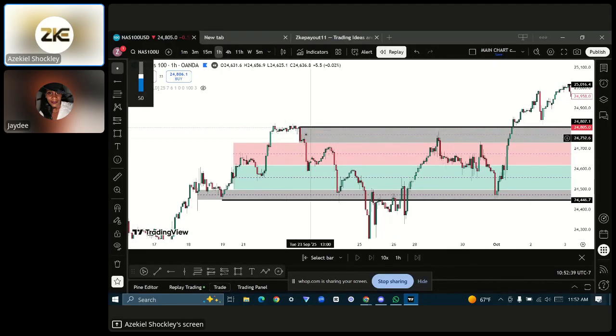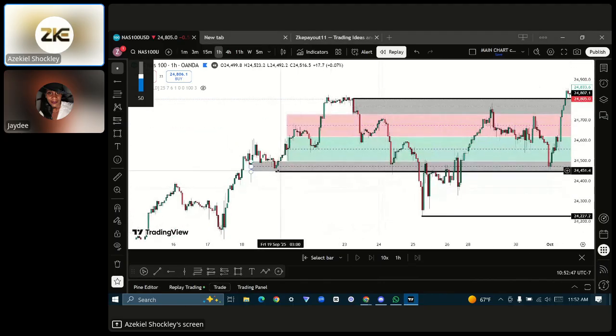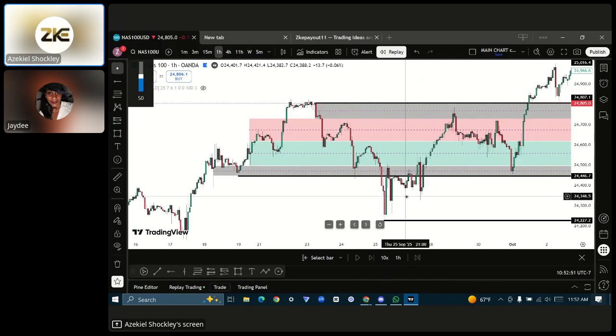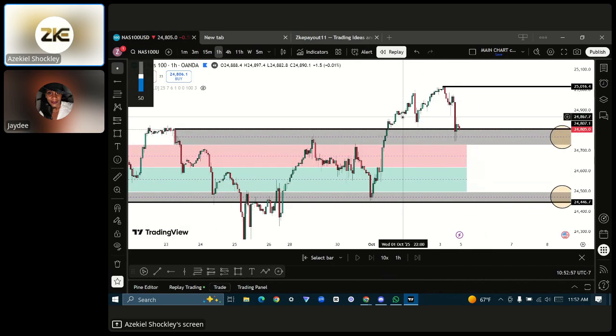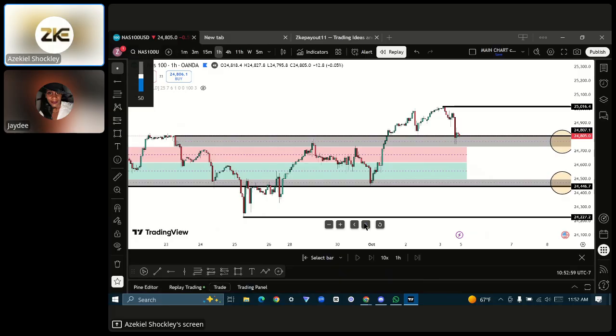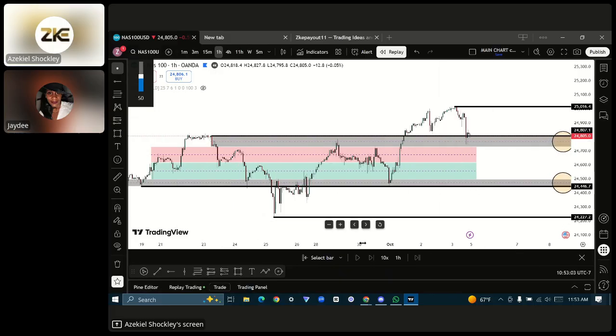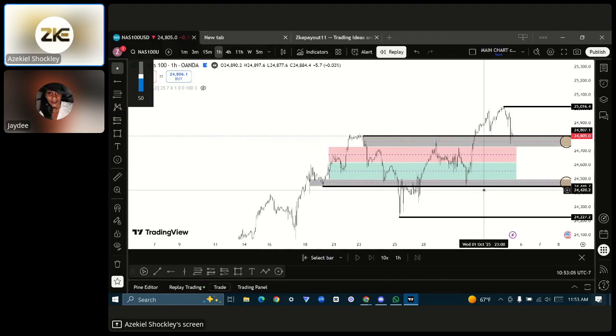So anyway, like I was saying, anything above this range right here is overbought. Anything below this range is oversold. You see, once price became oversold, it flew, and now once price gets overbought, I guarantee it's gonna fly down because it broke out of the range.